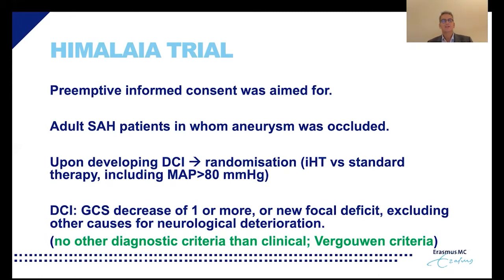DCI was defined as a GCS decrease of 1 point or more, or a new focal deficit, and excluding other causes for neurological deterioration, such as hydrocephalus. There were no other diagnostic criteria for DCI than clinical, and we used the Vergouwen criteria, but we did not use CT perfusion for the diagnosis or Doppler, for instance.